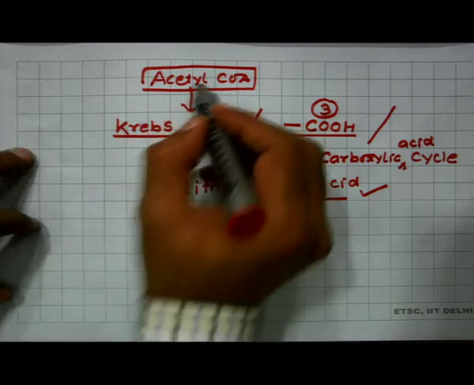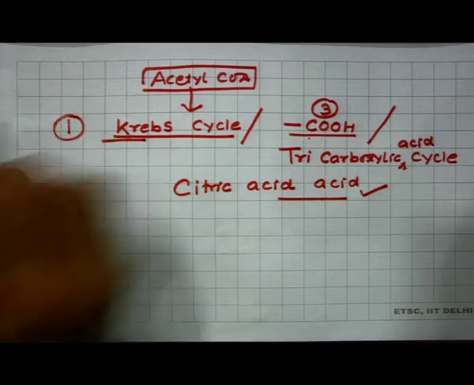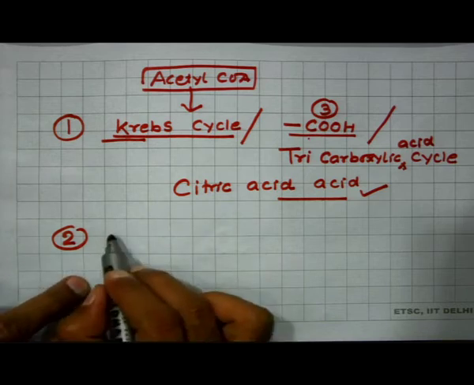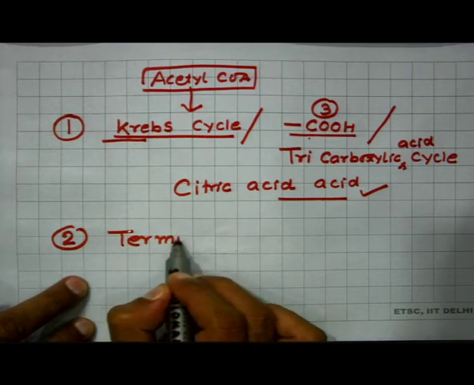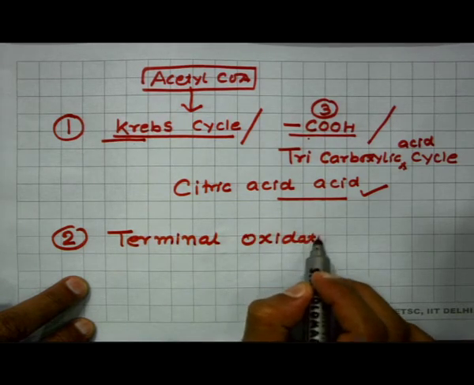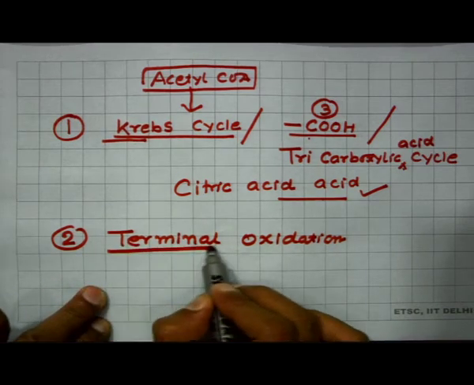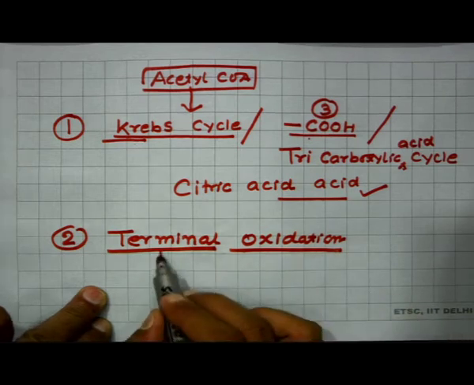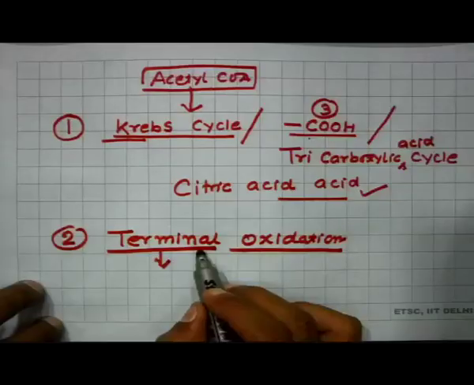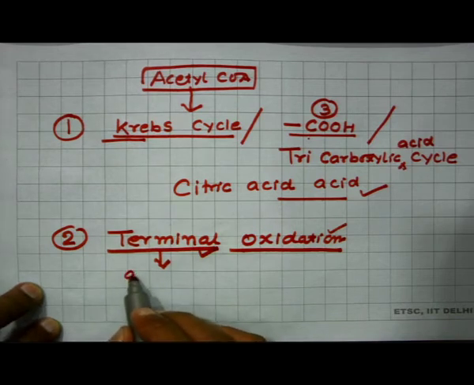Here the acetyl coenzyme enters into the Krebs cycle, and 2 reactions take place. Firstly, the Krebs cycle, and second, one step that is called terminal oxidation. Terminal oxidation, because as the term indicates, it is terminal, it takes place at the end of the respiration. So, it is called terminal oxidation, and oxidation takes place. This terminal oxidation is also divided into 2 parts.